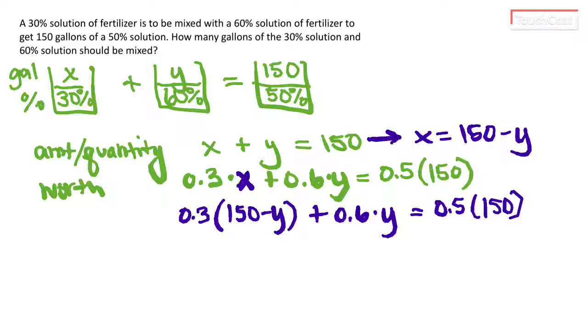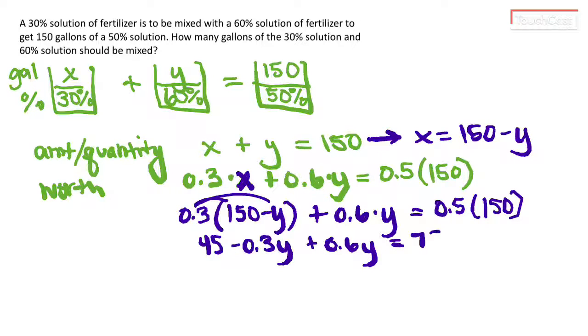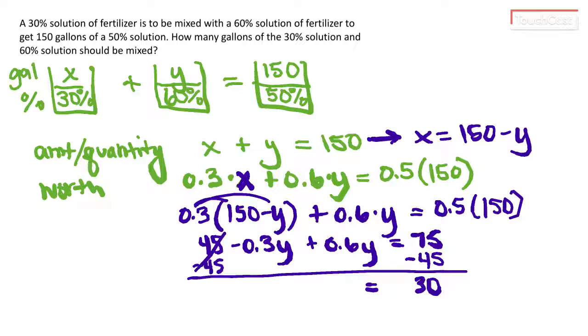And we'll continue solving. When we distribute our 0.3 onto both parts, we get 45 minus 0.3y plus 0.6y is equal to 75. And then we can go ahead and subtract 45 from both sides. Get 30 is equal to, and then we'll go ahead and combine our like terms. So we have 0.3y. We'll divide through by 0.3 and divide through by 0.3. And we get y is equal to 100.